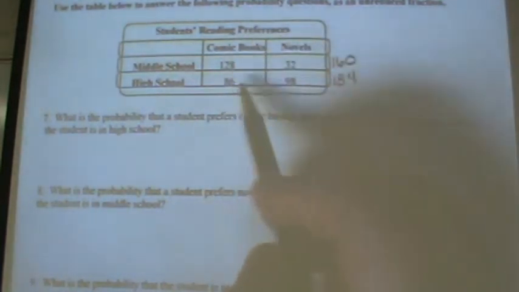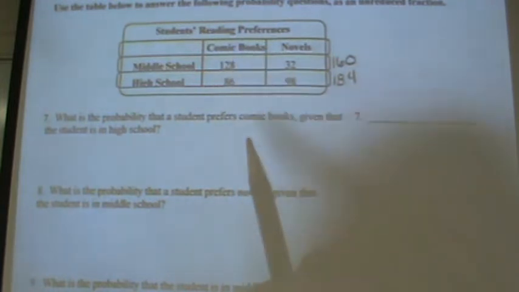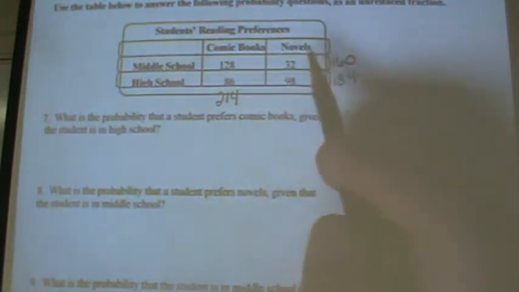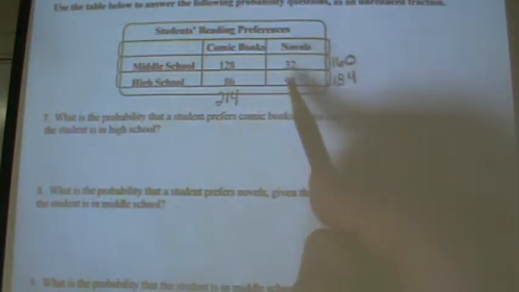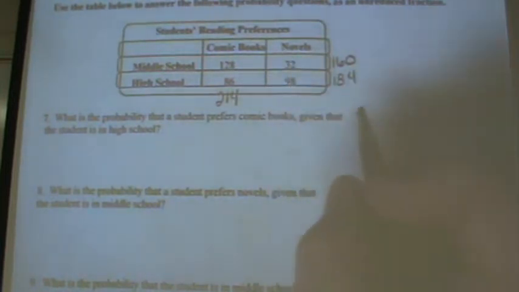And then if we add down the columns, so if we add 128 and 86, that'll give us the total number of students that read comic books. So that's 214. And if we add up our novels column, that'll give us the total number of students that read novels. So that's 32 plus 98, which gives us 130. And those numbers are just going to make it easier for us to find our probabilities that we're asked to find in 7 through 9. So anytime you're given a table, it's good to find those totals.